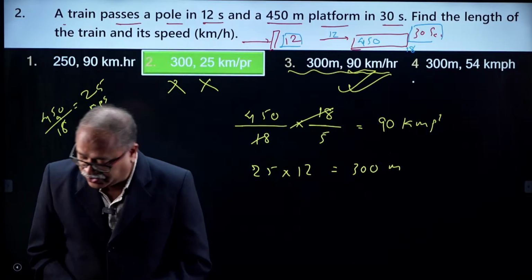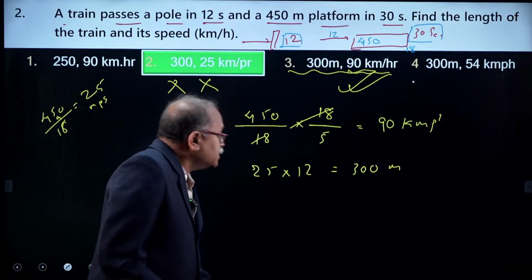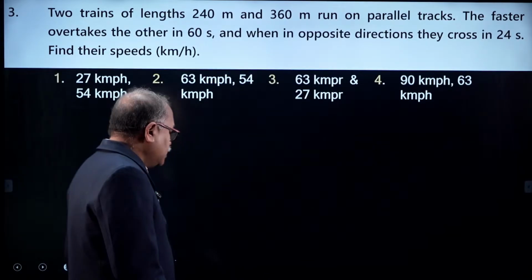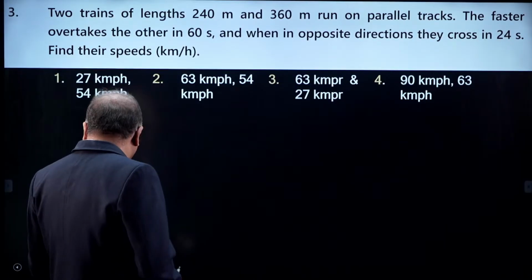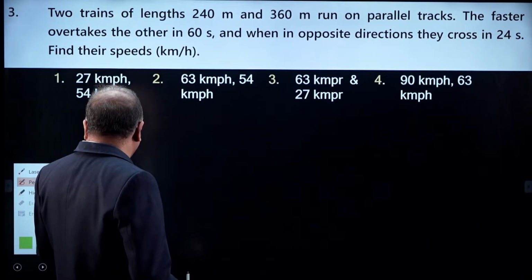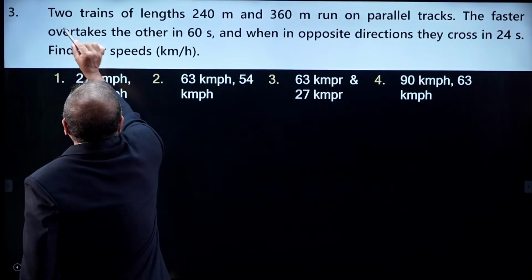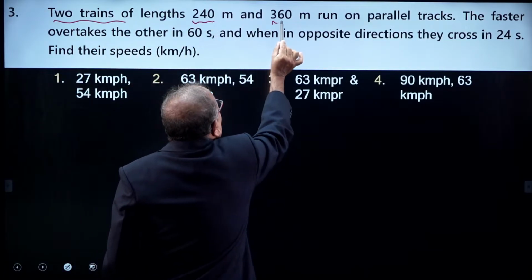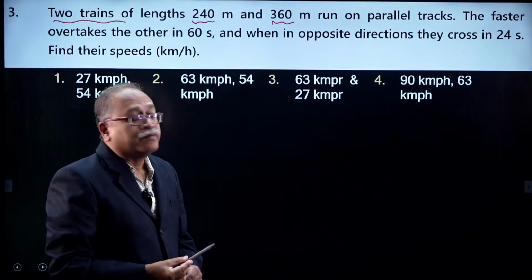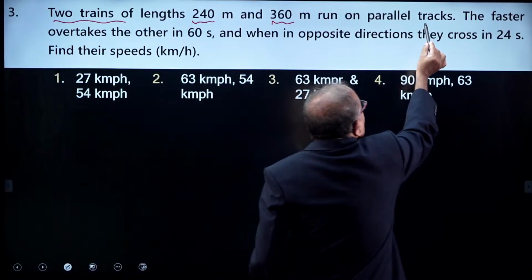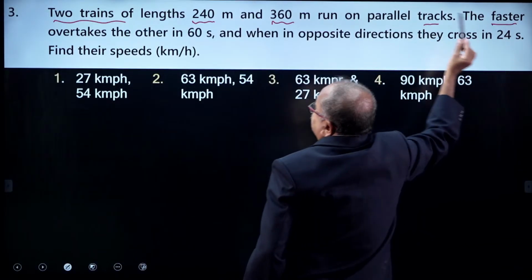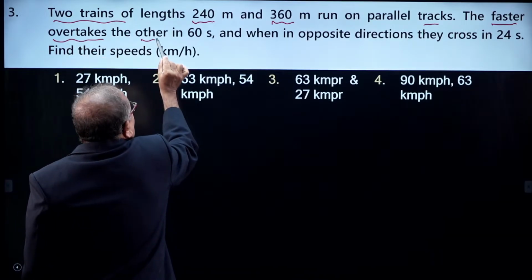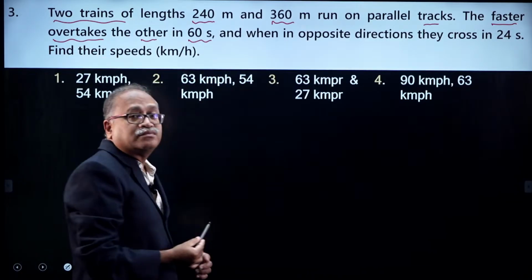Moving on to the next question. What is this question all about? Here, two trains of length 240 meter and 360 meter run on a parallel track. The faster overtook the other in 60 seconds.